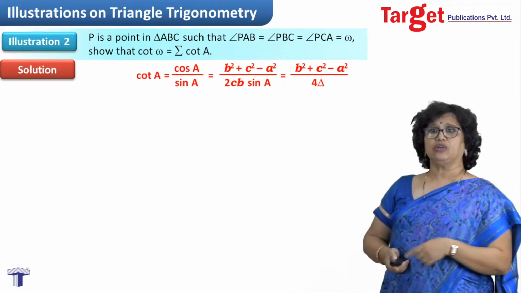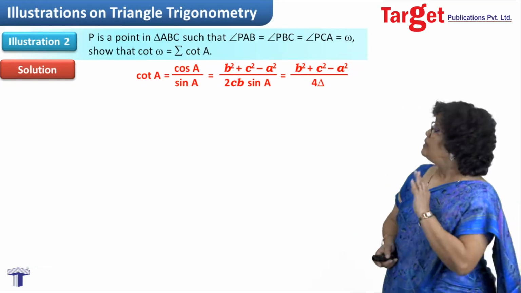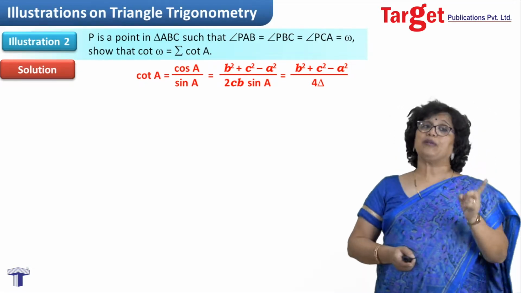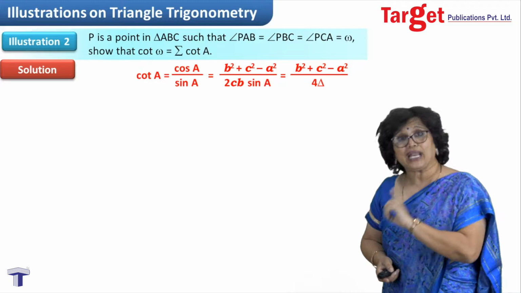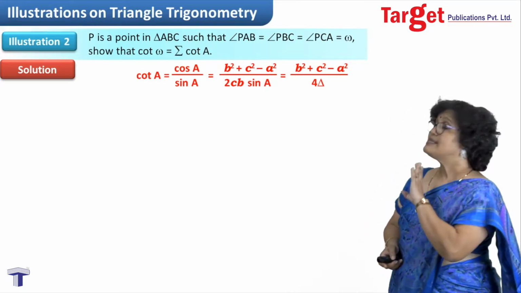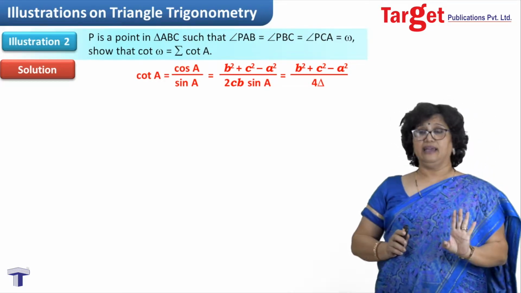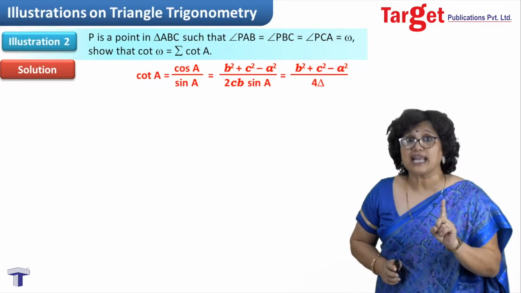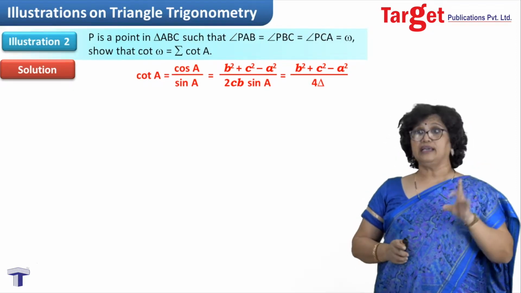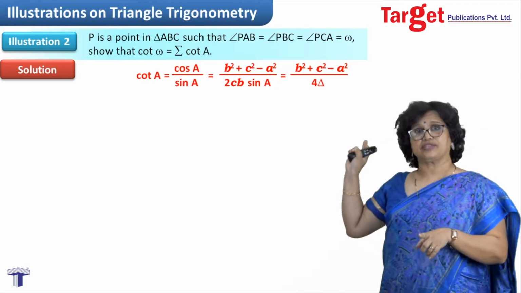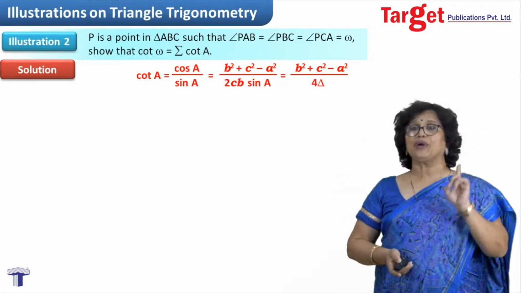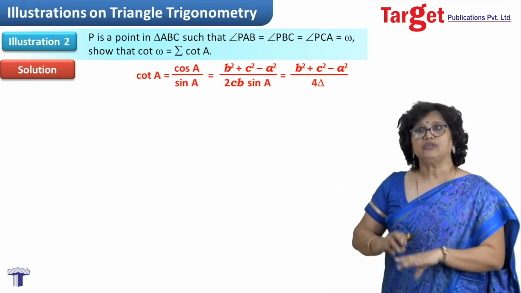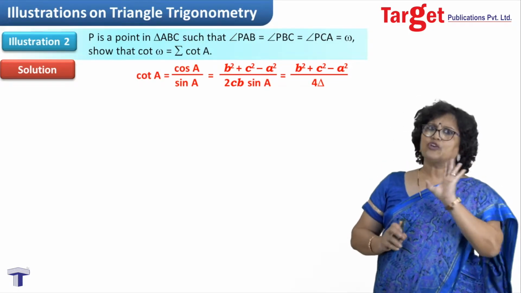I write cot A equal to cos A upon sin A. Replace the formula for cos A, that is b square plus c square minus a square upon 2bc. Sin A I have written same as sin A. And that bc sin A reminds me that I can always write it in terms of area of triangle. And hence the last term, b square plus c square minus a square upon 4 delta. Now this is quite interesting that I can write cot A like this.